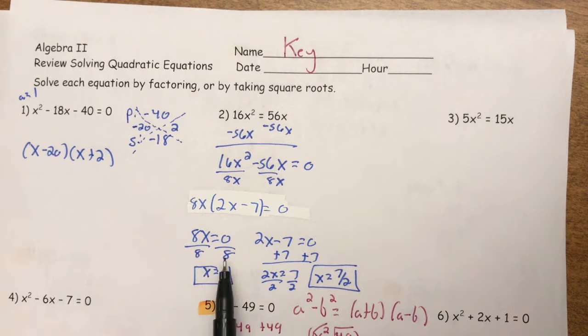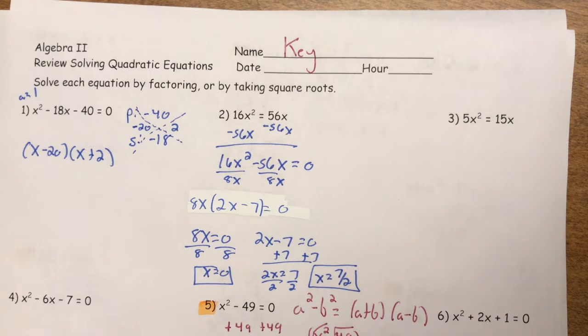So the first one, when I divide both sides by 8, gives me a value of x equals 0. The second one tells me to go through and I add 7 to both sides and I divide by 2, and I get x is equal to 7 halves. So my two solutions are x equals 0 and x equals 7 halves.